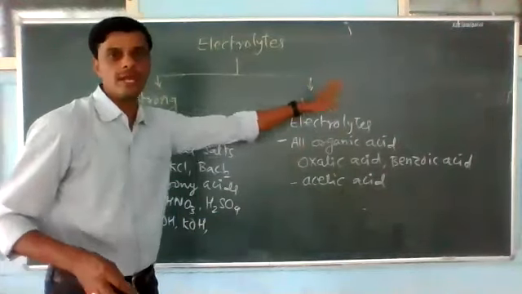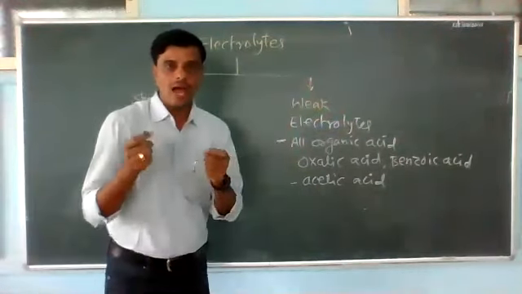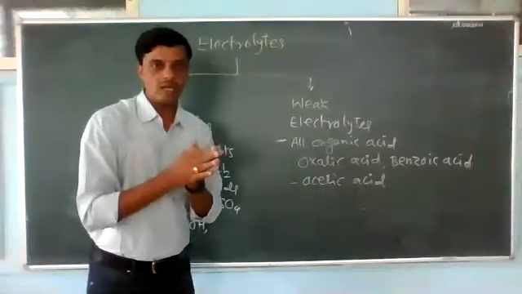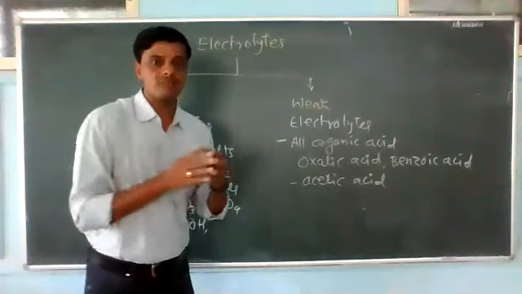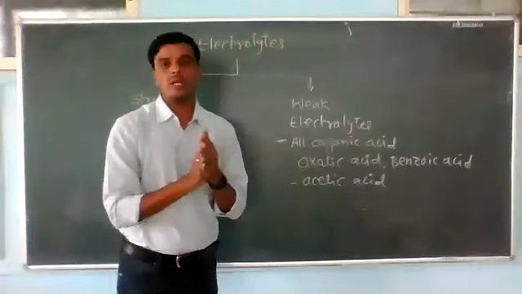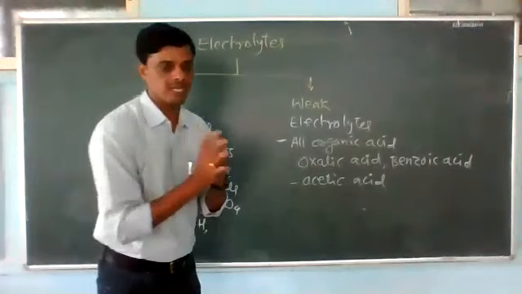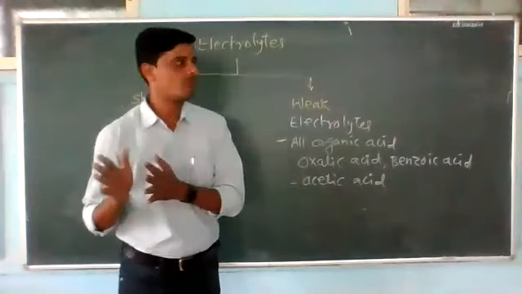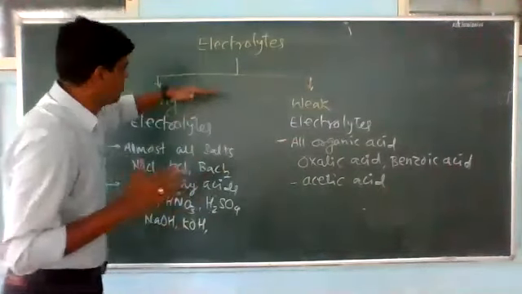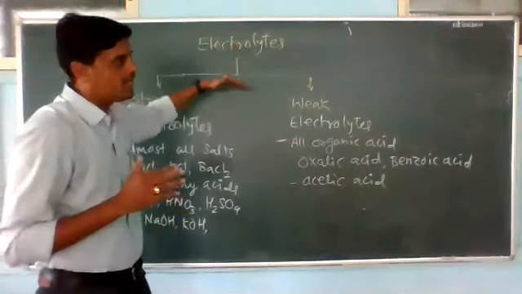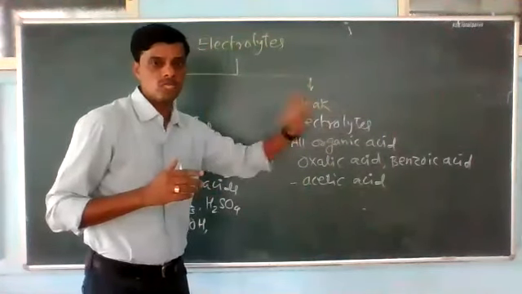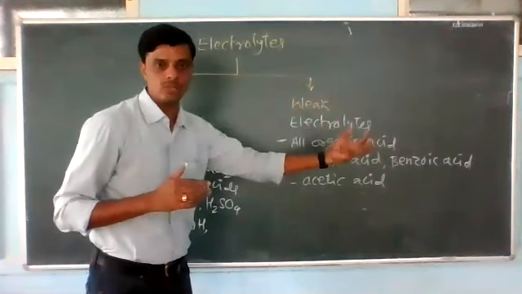These substances are said to be weak electrolytes because if you add acetic acid into the water, the complete acetic acid will not dissociate into ions. Only some part of the acetic acid will get dissociated, and some part will remain undissociated. So these classes are divided depending on complete or partial dissociation.